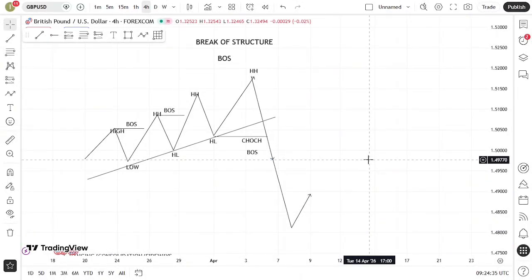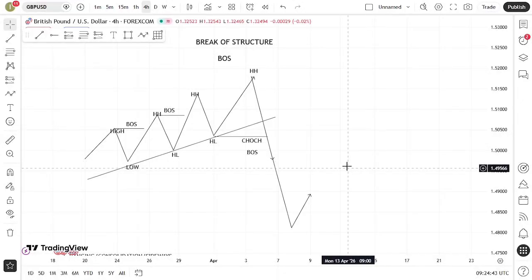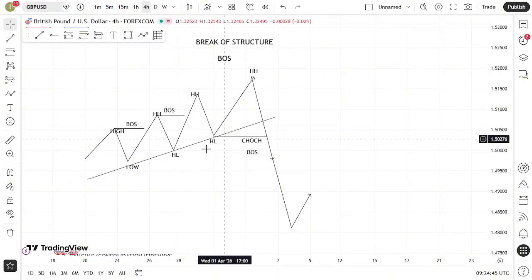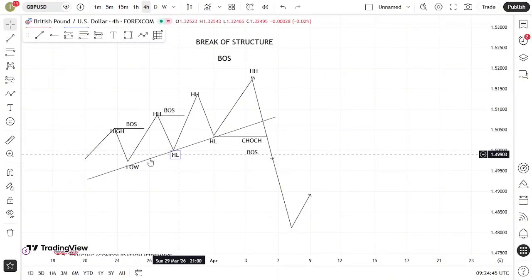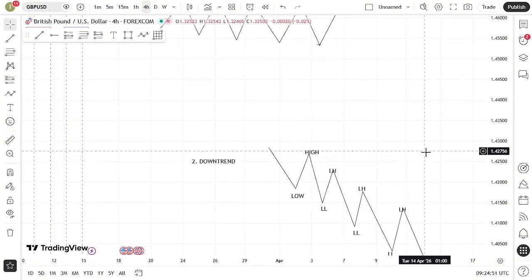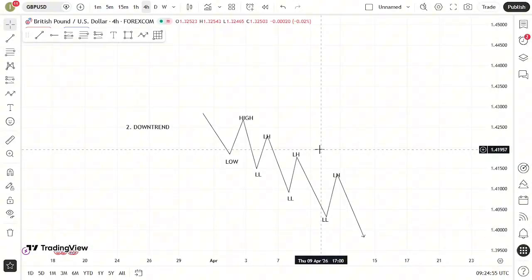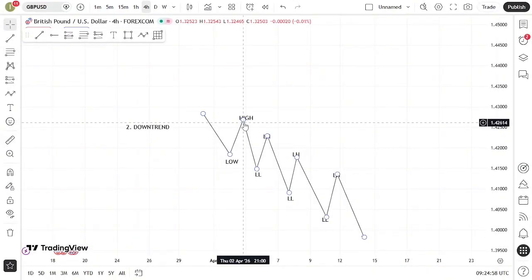Now, why does market structure matter? Here's why it's so important. When you understand market structure, you can start to identify the trend, just the way I identified this trend and said okay, this is an uptrend, or the one we had below, this is your downtrend. It helps you to know what the market is doing. Market structure helps you to know when the market is in an uptrend or in a downtrend. It also helps you to avoid trading against the market.